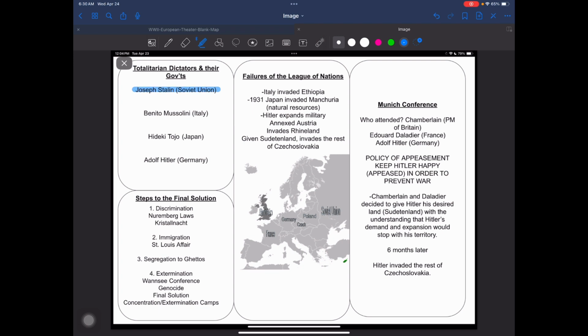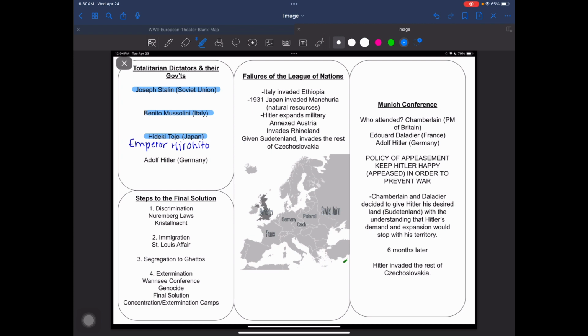Joseph Stalin is going to be the dictator of the Soviet Union. He pretty much comes in after Vladimir Lenin dies, and he's the new communist dictator. Mussolini is our fascist leader of Italy. Hideki Tojo is our military dictator of Japan. He's the military dictator, but please remember, there is an emperor, and his name is Hirohito. But ultimately, Japan is ruled by that military dictator, Hideki Tojo.